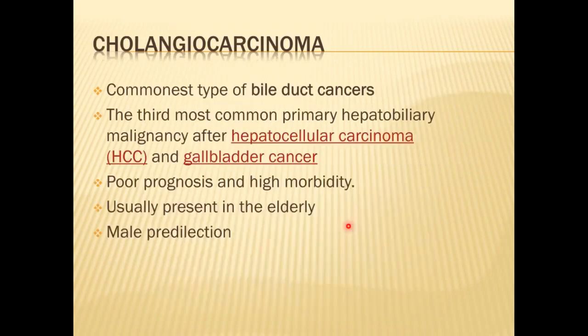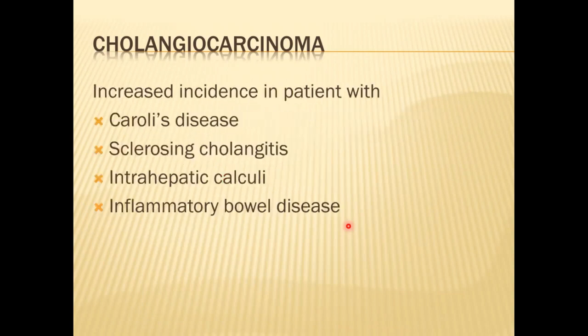Another malignant lesion of the liver arises from the bile duct. The commonest type of bile duct cancer is cholangiocarcinoma. Cholangiocarcinomas are the third most common hepatobiliary malignancy after HCC and gallbladder cancers. They have poor prognosis and high morbidity. They usually present in the elderly, and again male predilection is seen. The increased incidence of cholangiocarcinoma is seen in patients with Caroli's disease, sclerosing cholangitis, intrahepatic calculi, or inflammatory bowel disease.